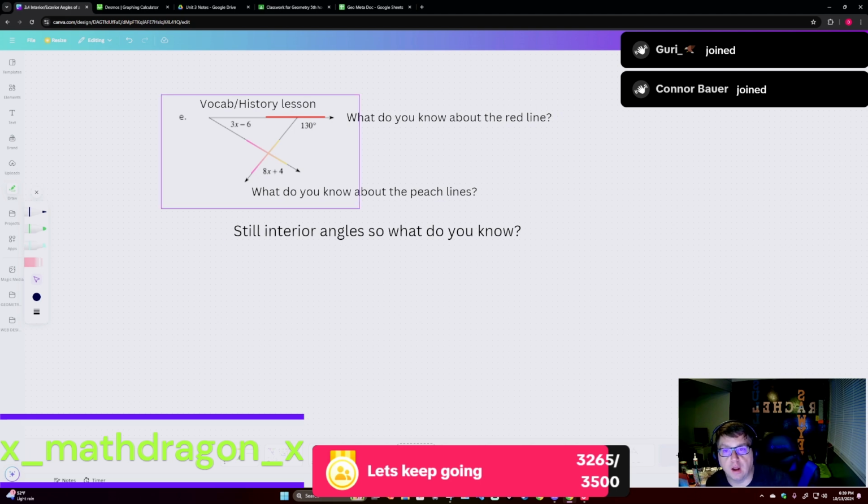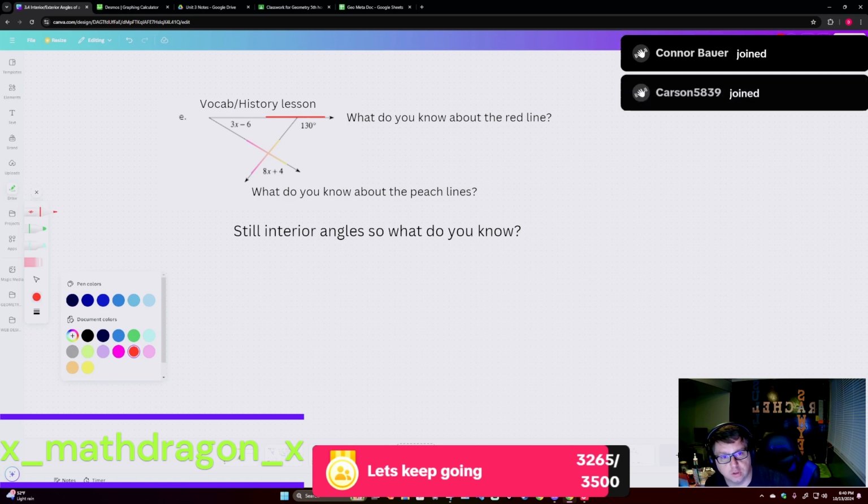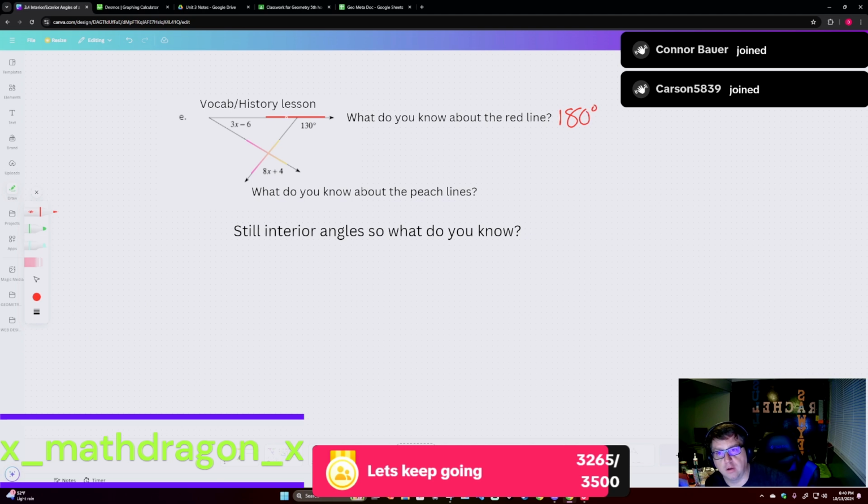There's stuff going on in this problem, and what we need to understand, this is still interior angles. So what do we know? Well, that red line up top is the indicator, hopefully, that reminds you of 180 degrees. A straight line is always measured at 180 degrees. So I know this angle right here is 50 because 50 plus 130 is 180. So that helps me with one of the angles.